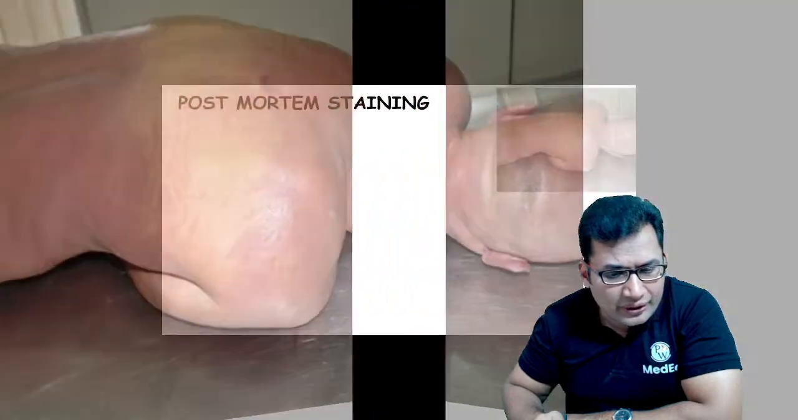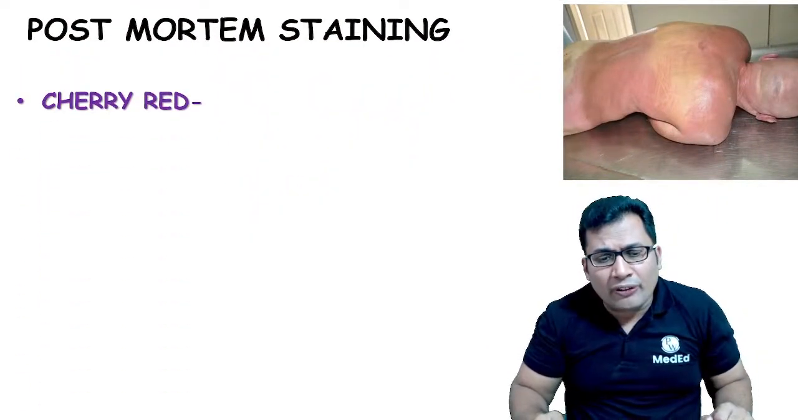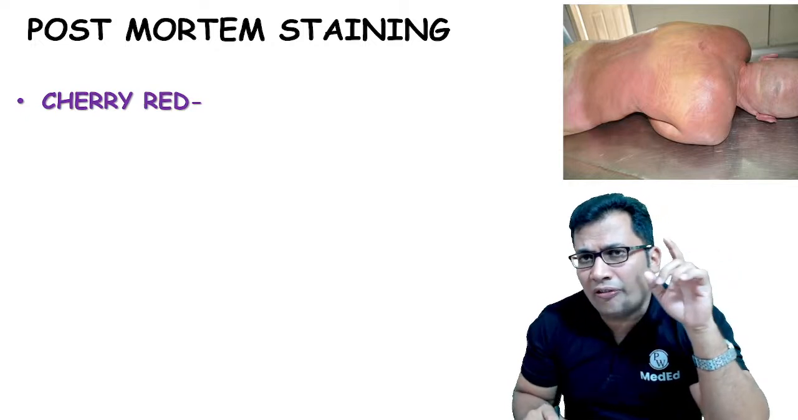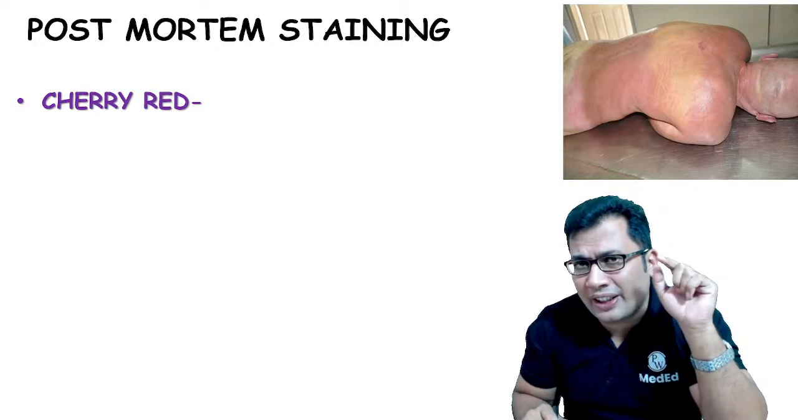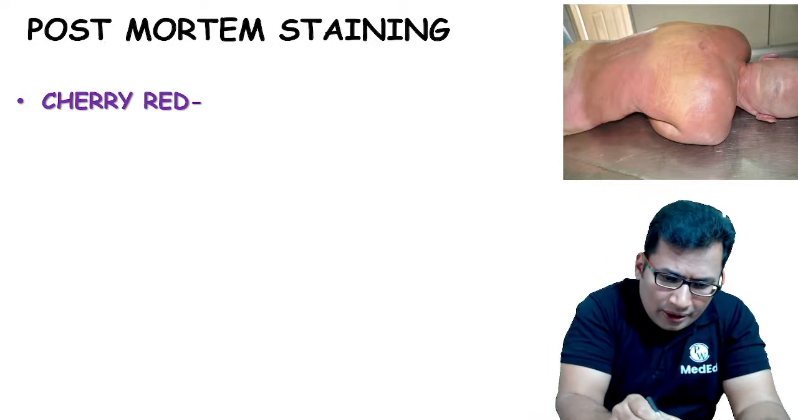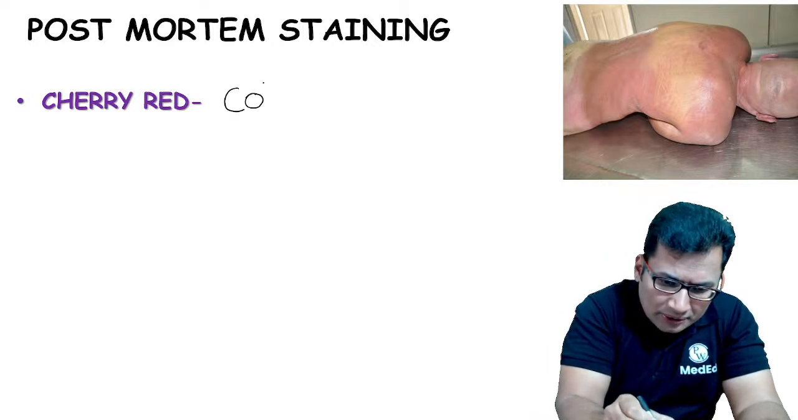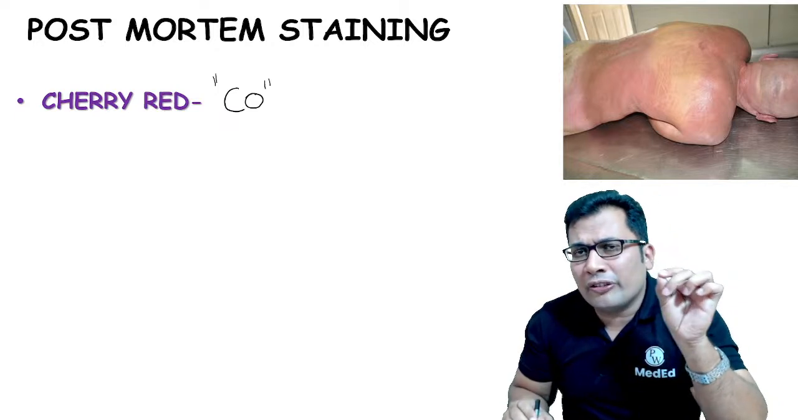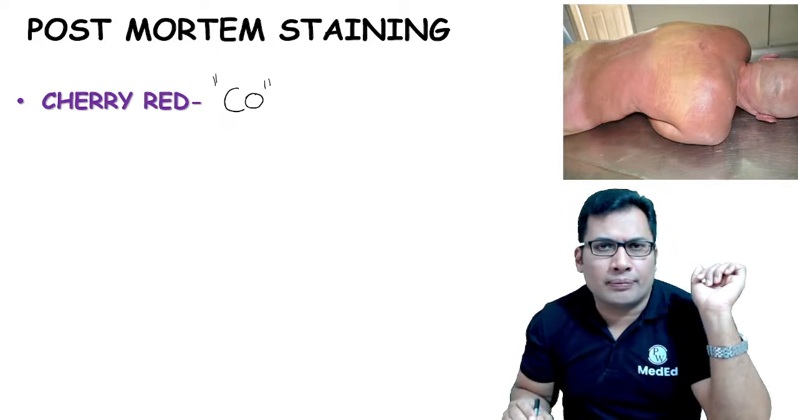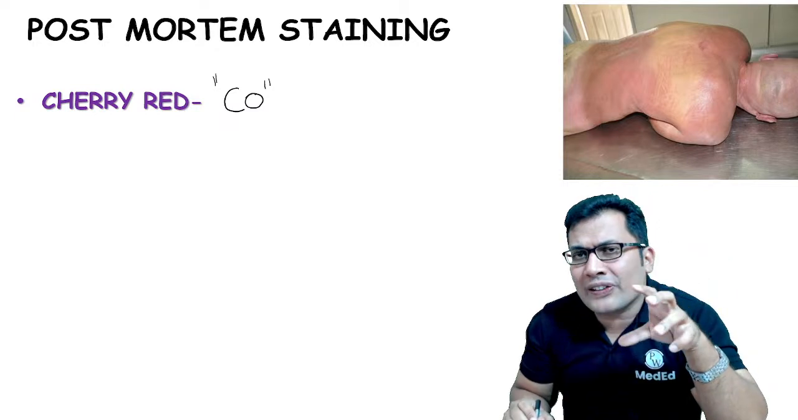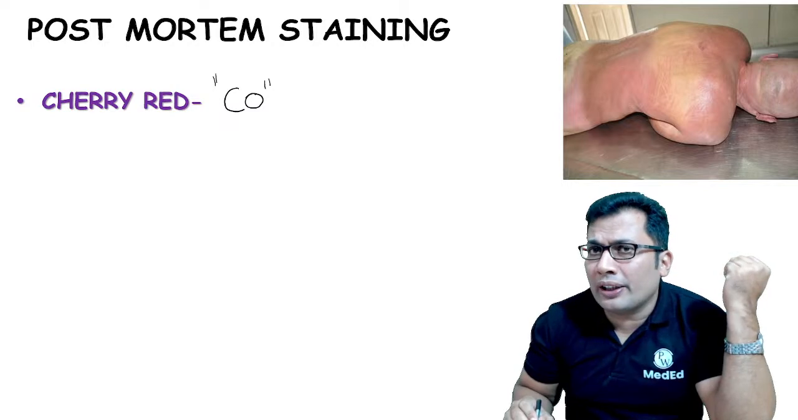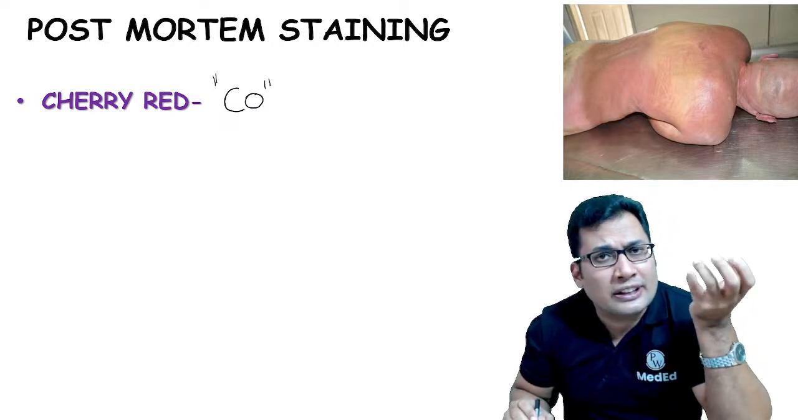Let me discuss the color in different poisons. Cherry red color. Whenever the exam question asks cherry red, your answer should be carbon monoxide. Why cherry red? Because of carboxyhemoglobin. Carbon monoxide combines with hemoglobin to form carboxyhemoglobin, and that gives rise to the cherry red color.